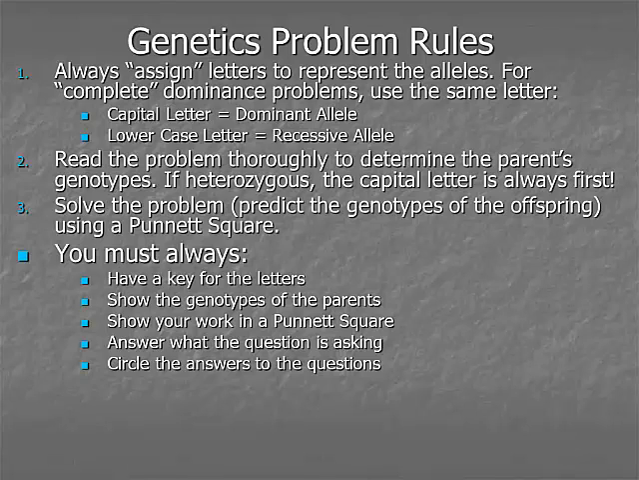Again, some reminders. Assign letters to represent the alleles. Capital letter for the dominant allele, lowercase letter for the recessive. Read the problem thoroughly. Solve the problem using a Punnett square. Do not forget a key, the genotypes of the parents, your work, answering the question that is asked, and circling the questions, the final answers.